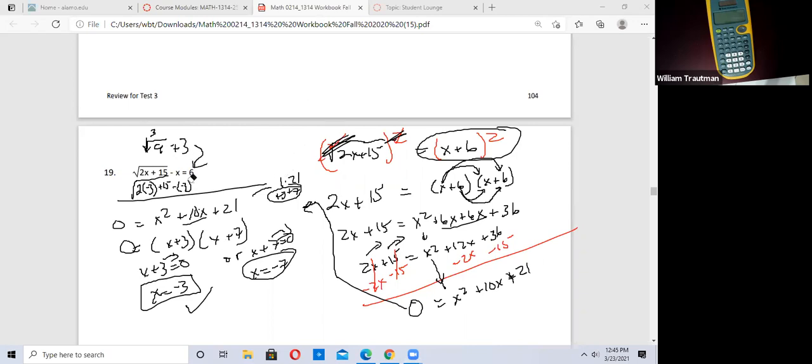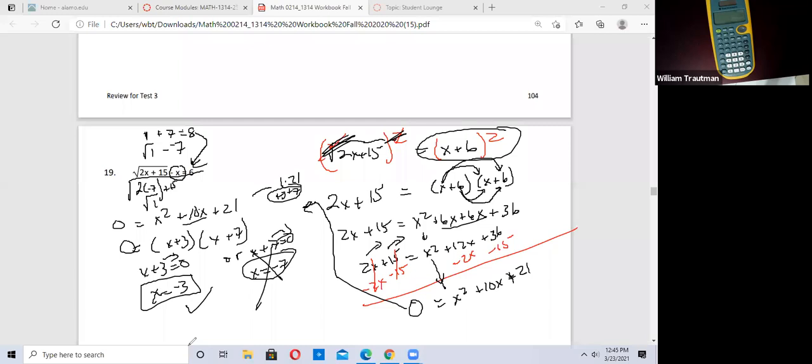Now I'm going to try negative 7 in here. 2 times negative 7 plus 15. 2 times negative 7 is negative 14. Negative 14 plus 15 is the square root of 1. So we end up with the square root of 1. And then I put a negative 7 in here. Square root of 1 is 1. A negative negative changes to a plus 7. 1 plus 7 is 8. It doesn't equal 6. Since when you put negative 7 back in here, it doesn't equal 6, that's not a good answer.